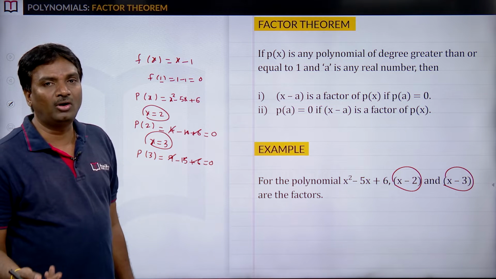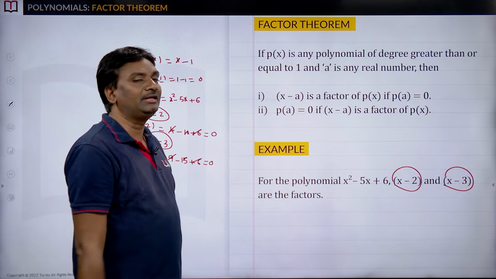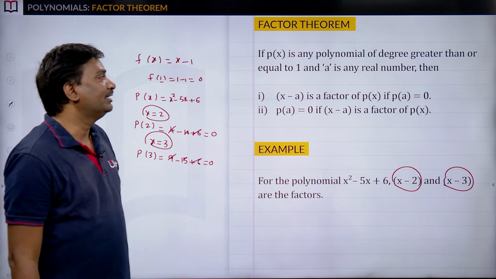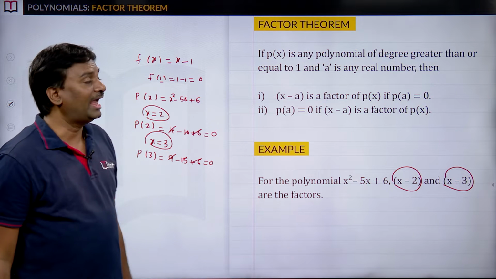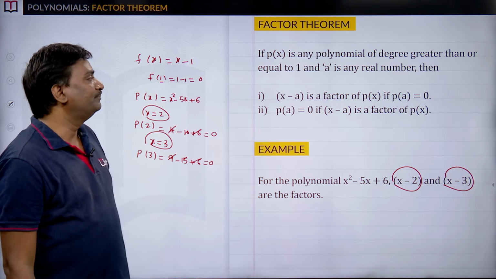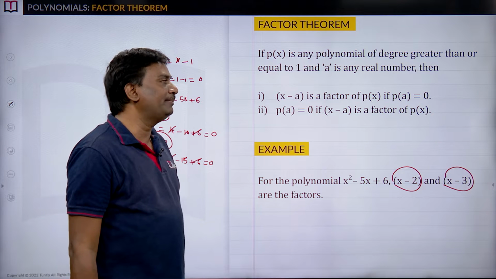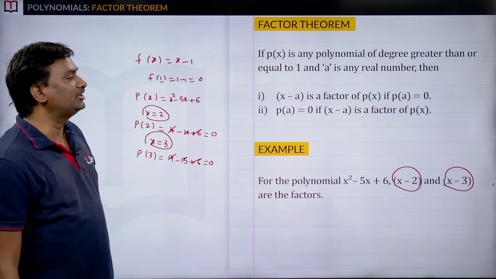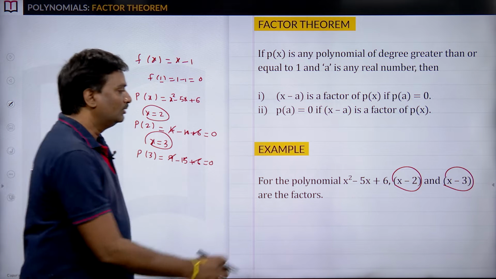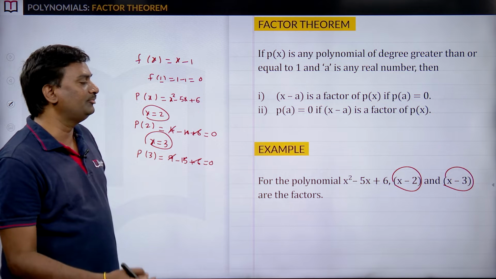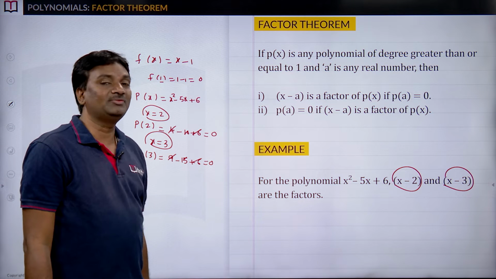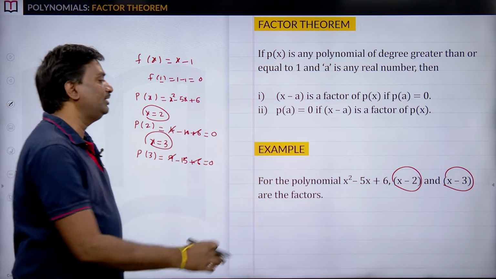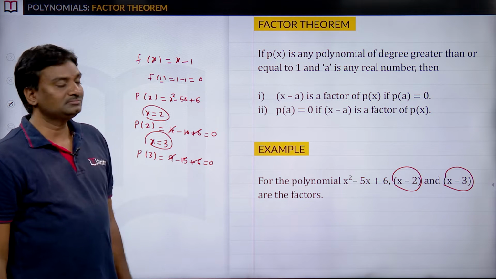Suppose one polynomial is there, and that is p of x. If p of x is any polynomial of degree greater than or equal to 1 and a is any real number, then x minus a is a factor of p of x if p of a equal to 0. Conversely, if p of a equal to 0, then x minus a is a factor of p of x. So, for the polynomial x square minus 5x plus 6, x minus 2 and x minus 3 are the factors. Similarly, if p of 2 equal to 0 and p of 3 equal to 0, then we can say x minus 2 and x minus 3 are the factors.